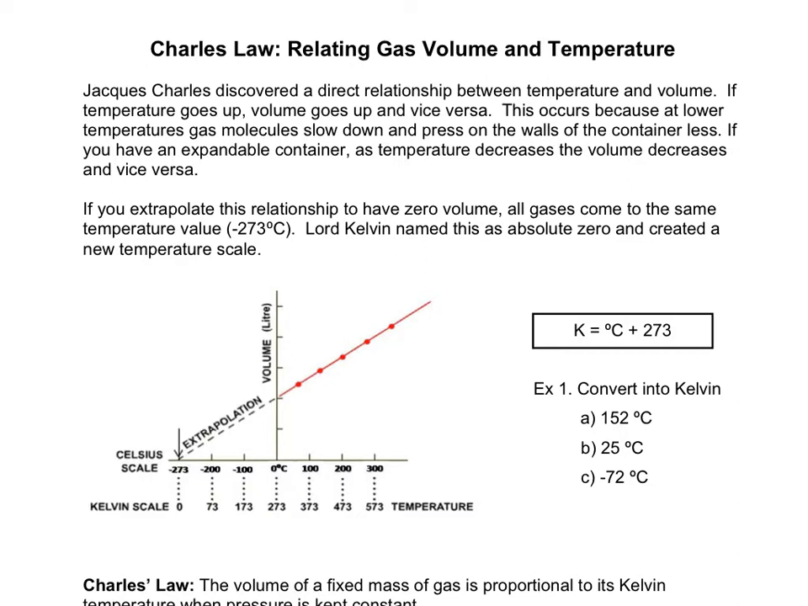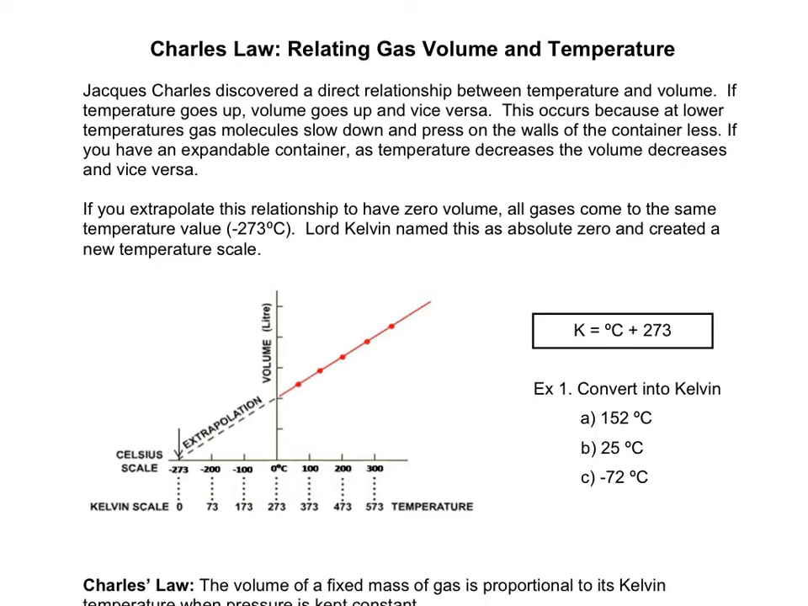Lord Kelvin devised a new temperature scale based on absolute zero, called the Kelvin scale. This is also the SI unit that scientists report temperatures in. Because it starts at 0 and doesn't have any negative values, it can be incorporated into math equations, unlike Celsius and Fahrenheit. It's pretty easy to convert into kelvins. All you do is you take your Celsius temperature and add 273.